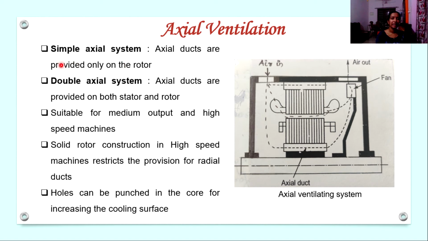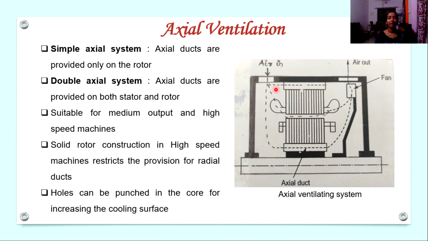And if these axial ventilating ducts are provided only on the rotor, that system is known as simple axial system. And if axial ventilating ducts are provided both on the stator and on the rotor, it is known as double axial system. The axial system of ventilation is used for medium output and high speed machines. So we have said that there are two types of axial system.